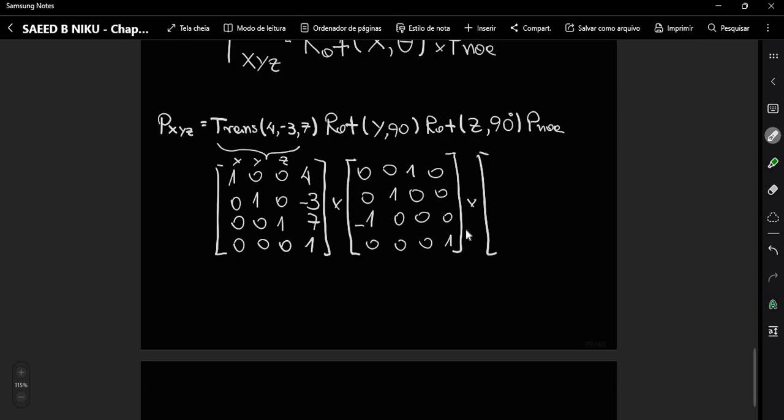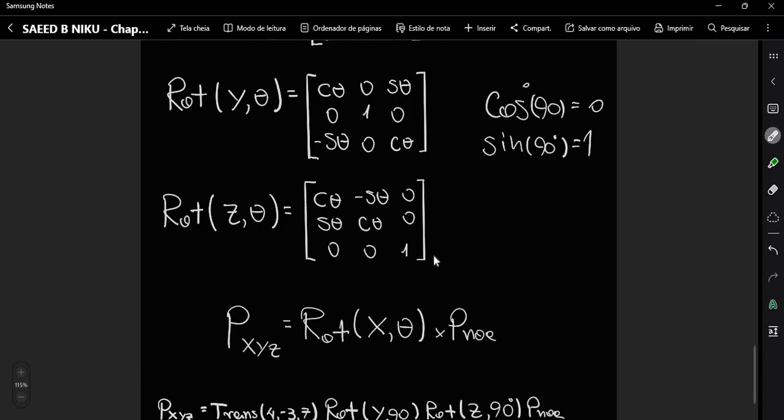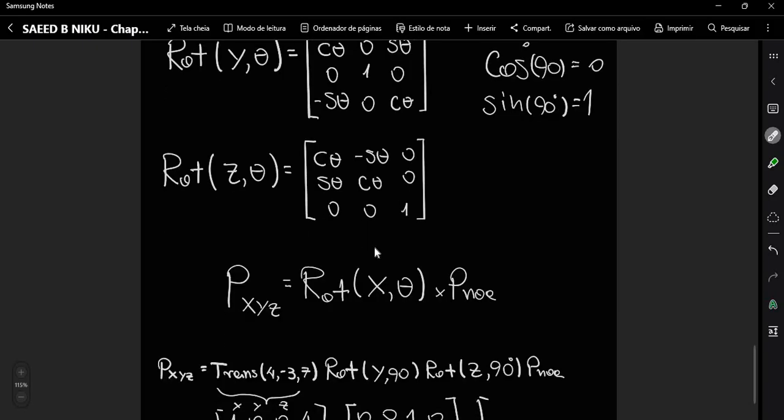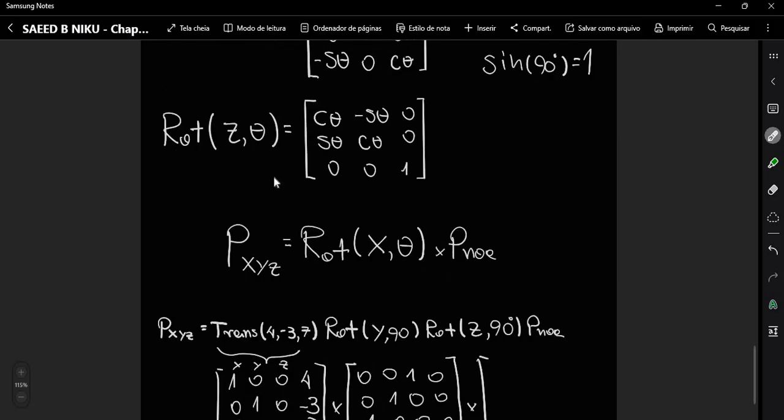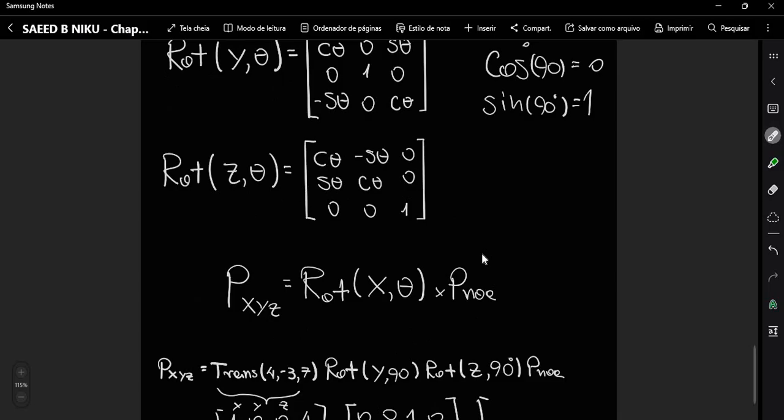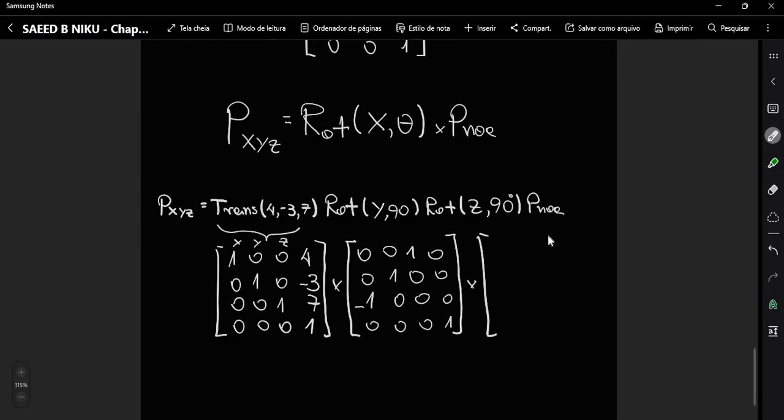And the characteristic matrix for when we are doing a rotation above the axis z, of 90 degrees, and substituting this, we are left with this matrix.